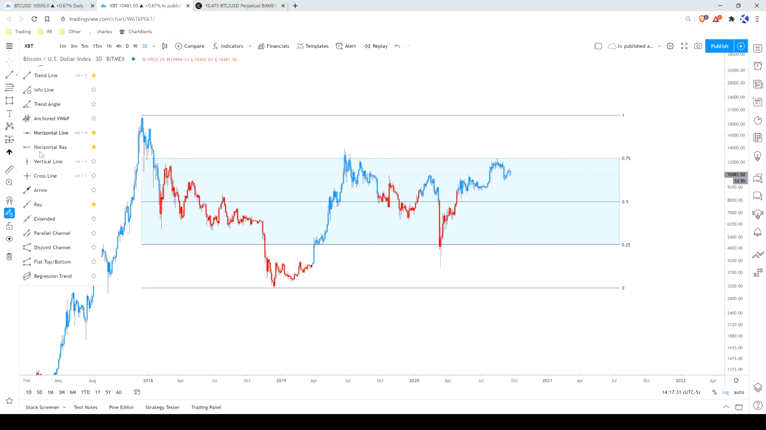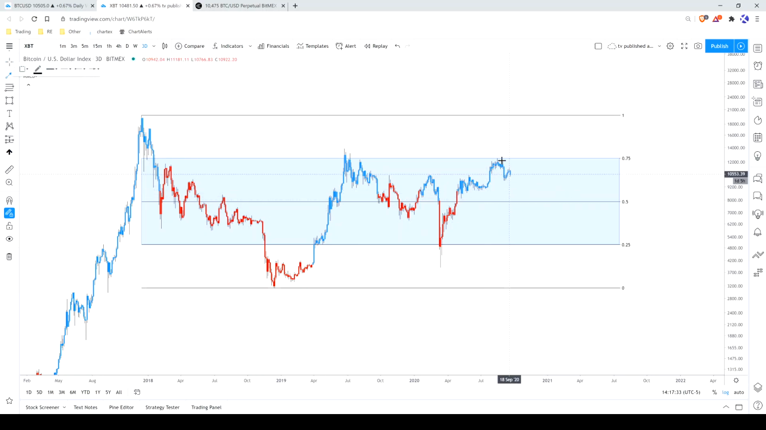The general idea that I'm looking for is that we do come down to visit something like this, maybe not quite this low, but some kind of level like that at some time in the future. It could even hold the 50. It's possible that we don't even move below the 50% level, and I'd be okay with that as well. The main thing is that I need to see some price action unfold in the meantime.